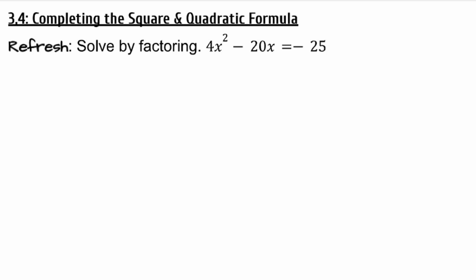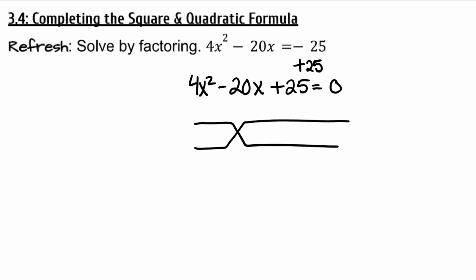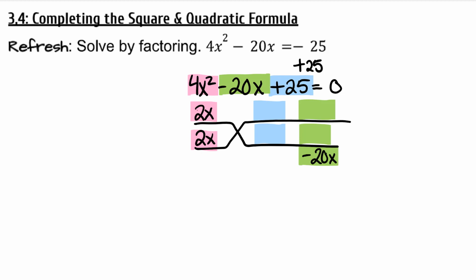Today we will learn the last two methods for solving quadratic equations. Let's refresh by solving this equation. If I'm going to factor, I want it to be in standard form and equal to 0. Because a is not equal to 1, we're going to need to use double cross or whatever method you prefer. And you may have noticed that this term is a perfect square, that 25 is a perfect square.